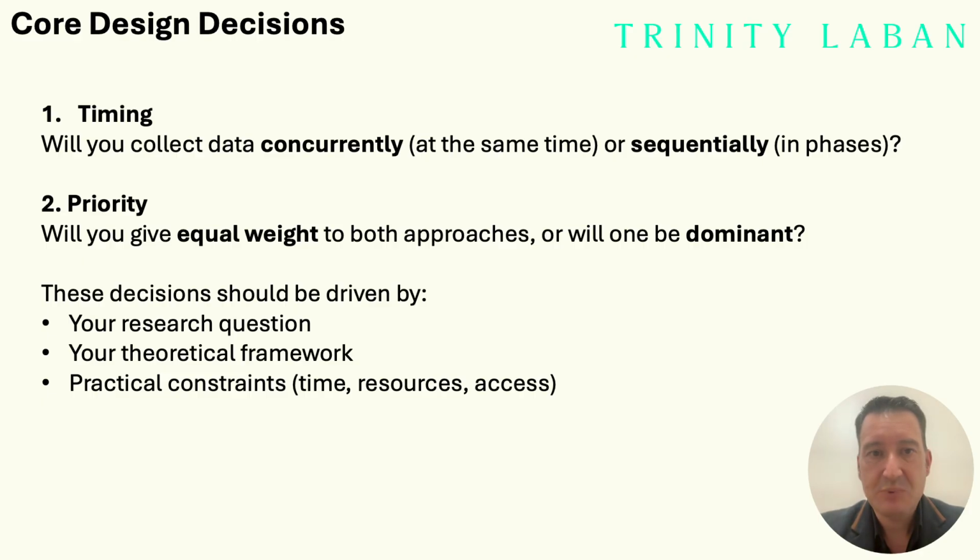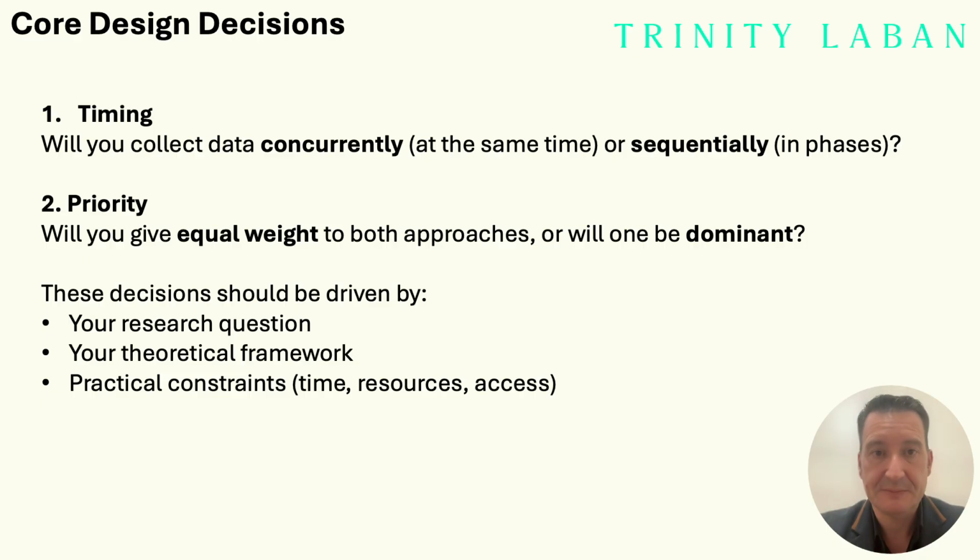Now, here's something important for you as an M-level student to consider. Sequential designs are often more feasible than concurrent ones within your time frame. That's because you can learn from phase 1 before designing phase 2. And if you discover something unexpected in your, let's say, quantitative initial phase, you can then adjust your qualitative phase 2 to adapt to that change.